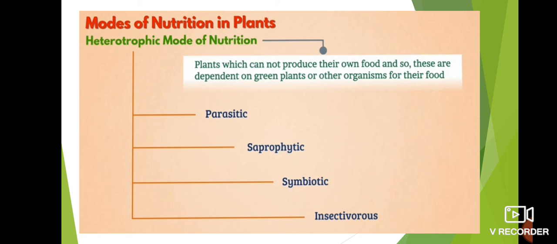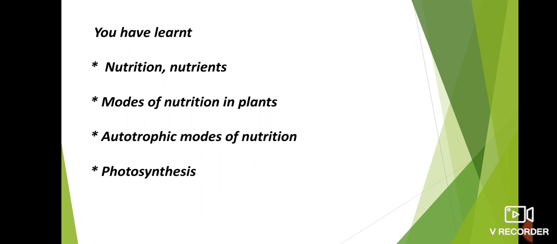In heterotrophic, hetero means different, trophe means nourishment, meaning these types of plants cannot prepare their own food. They depend on green plants or other organisms for their food. Understand? Next, the types of heterotrophic mode of nutrition are: the first one is parasitic, the second is saprophytic, the third is symbiotic, and the fourth is insectivorous. In the next classes we will discuss more about the heterotrophic mode of nutrition.